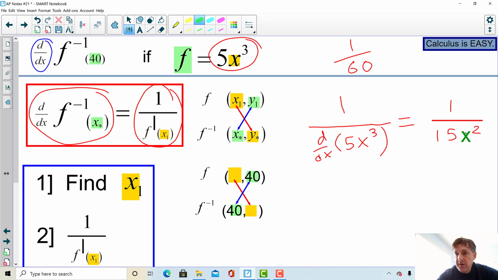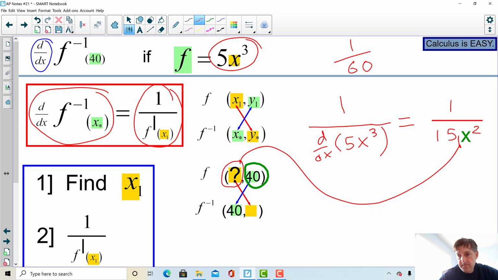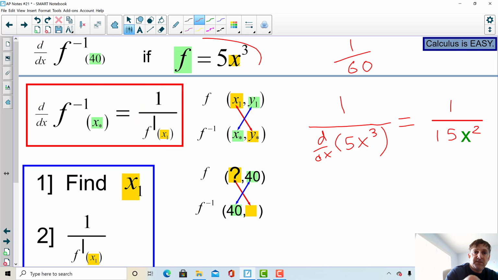So we cannot plug in a 40 here for the x value because the 40 is actually the y value for the original function. What we need to plug in right here is the x value for the original function. So we have to figure out when y equals 40, what is the x value? Because that's the x value that goes here. Okay, because they gave us the original function, we could plug a 40 for the y value and figure out what the x would be.